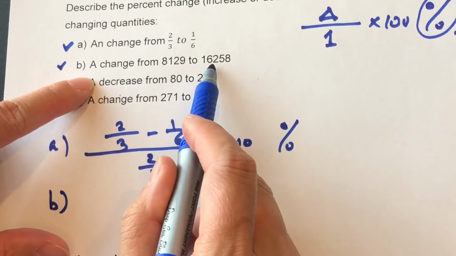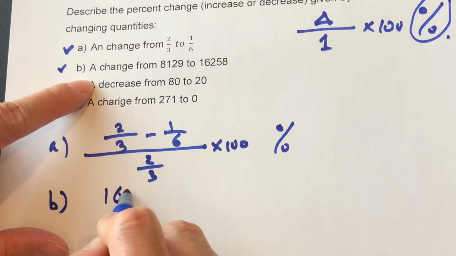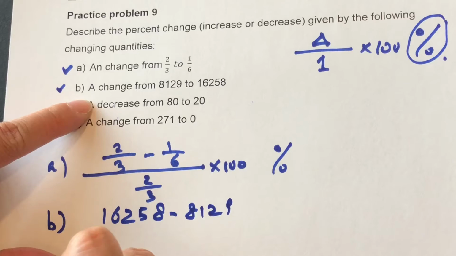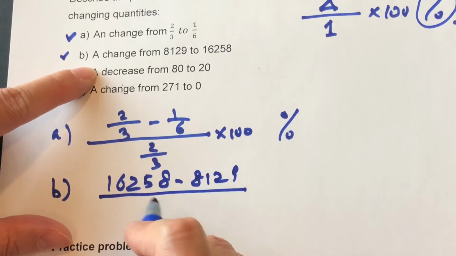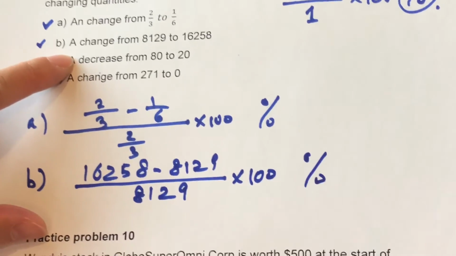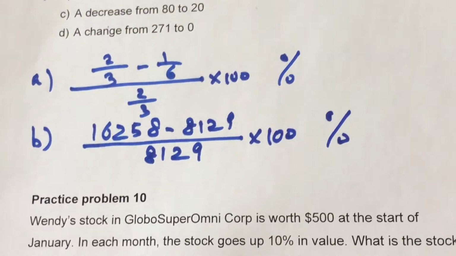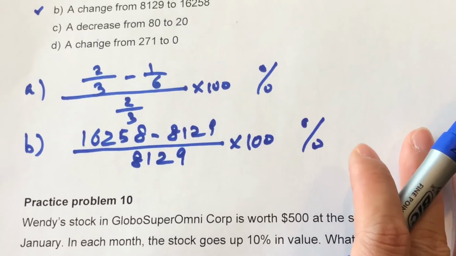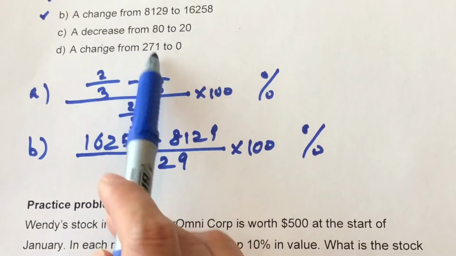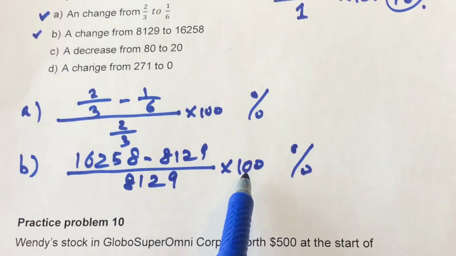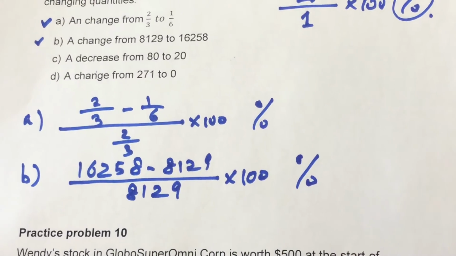Increase, the difference again is on top. 16,258 minus 8129, divided by 8129. Multiply 100%. This will be the final answer. These two are similar to A and B. These both are decreases. You find out the difference, divide by the first number, multiply 100 to get to the percentage.